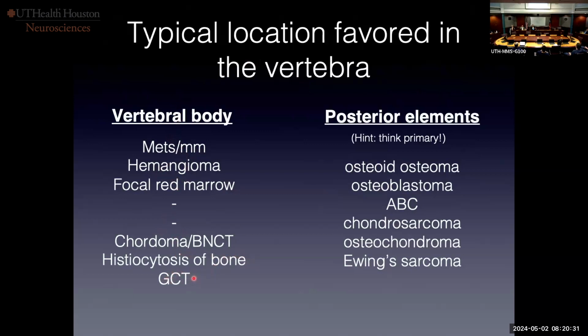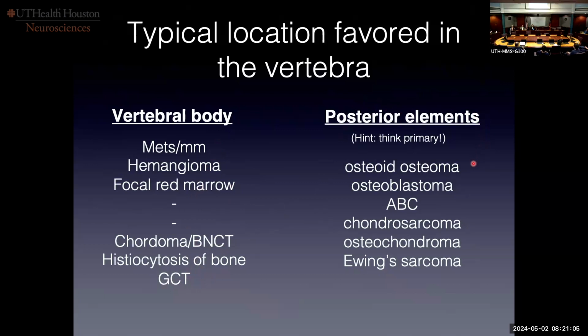Giant cell, I put it here, but it's actually most common in the sacrum. Giant cell is a 30, 40-year-old woman, lytic lesion in the sacrum. It can occur certainly in the mobile spine, more commonly in the vertebral body with involvement of the neural arch. Now, if it's posterior elements, this is where it gets interesting and fun for us in terms of making a differential diagnosis. Hint, think primary if it's in posterior elements, okay? Younger patient, primary. And most of these things are benign. Most of them are benign.